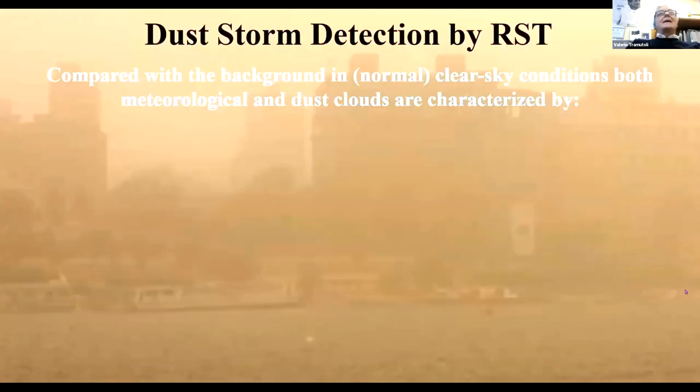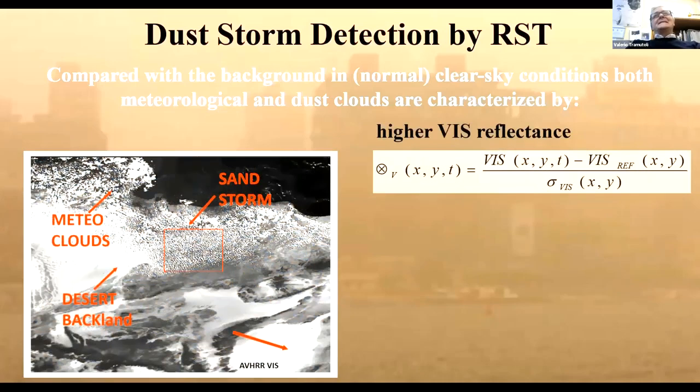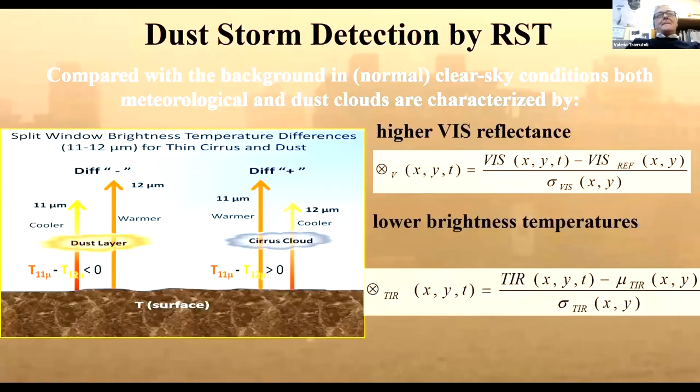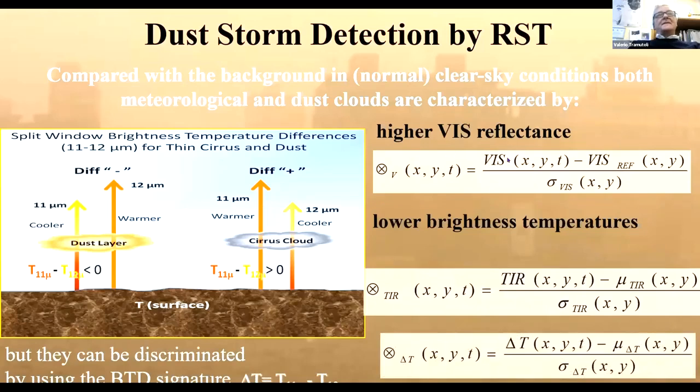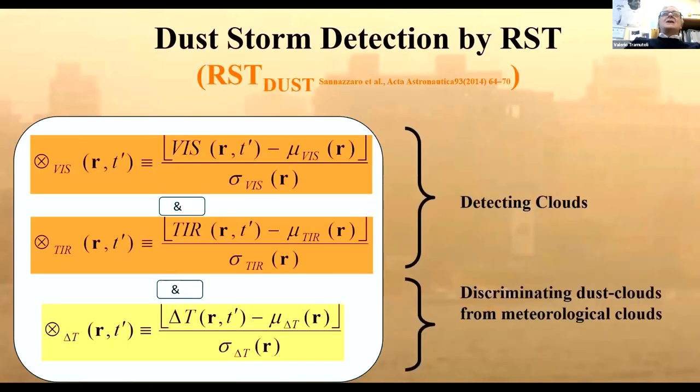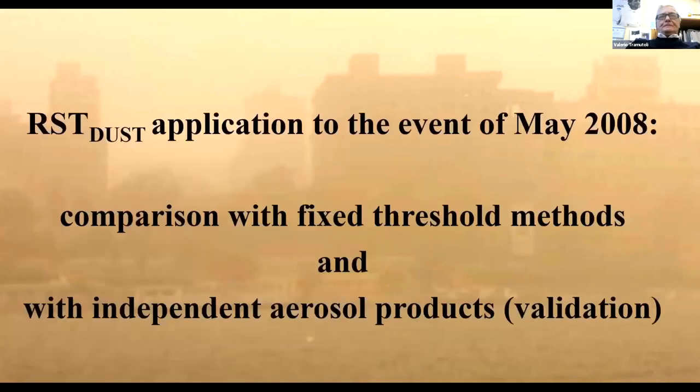In our case, the index is built by a preliminary analysis based on the visible and thermal infrared channels to identify clouds, and the last test is based on the BTD signature used in our method to discriminate between meteorological clouds and dust clouds. I have to find the San Nazaro et al. description of this method. I rush toward the conclusion.